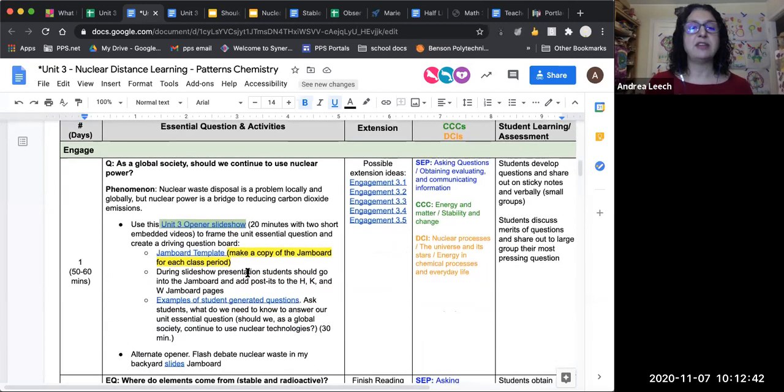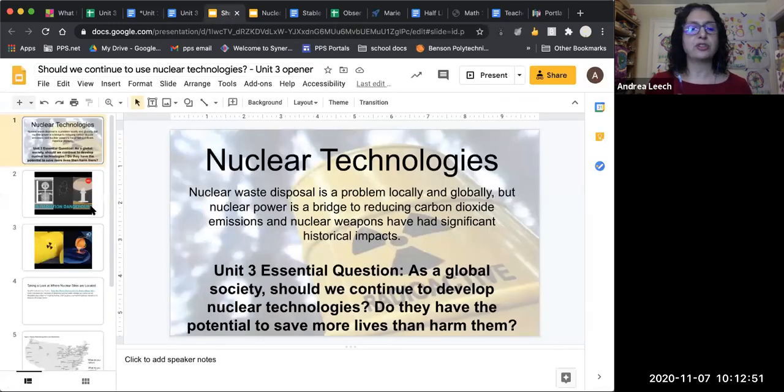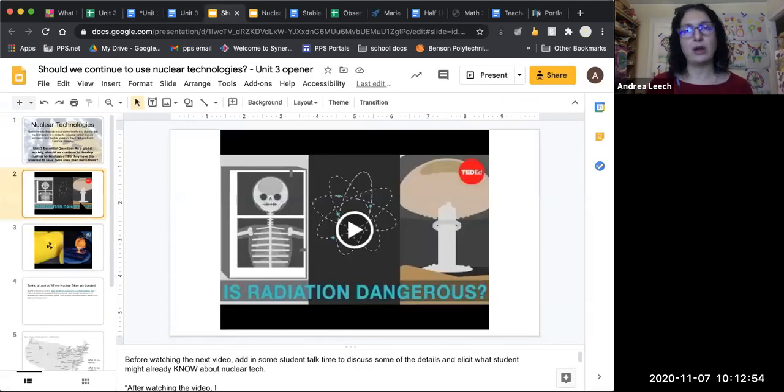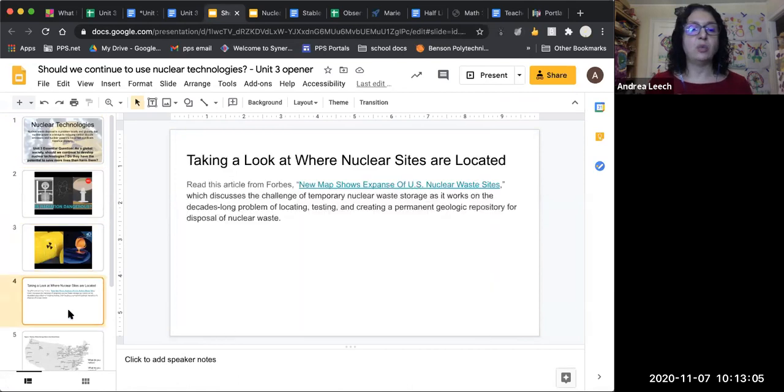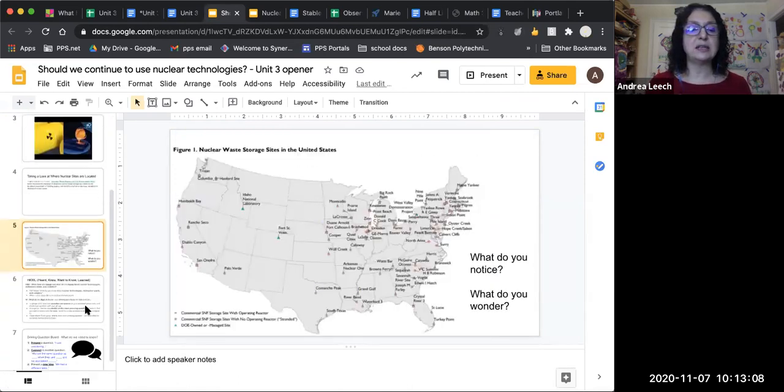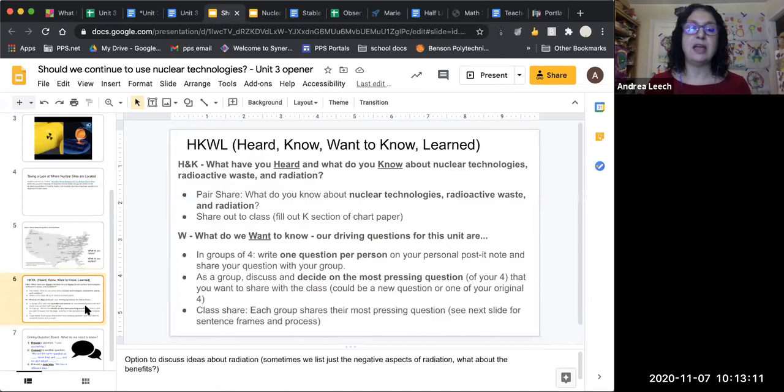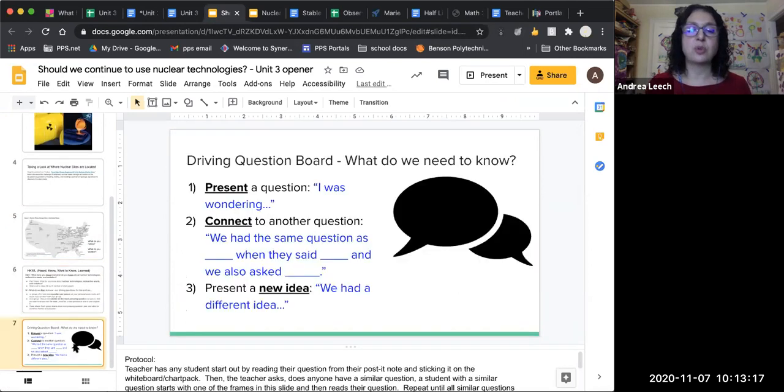So for this first activity, I'm going to show you some of the slides that go through and just describe what that looks like. There are two openers; depending on where your students are at, and you know your students better than I do. There's this one where it talks about different kinds of radiation and where nuclear sites are located. And then you can have them make a KWL board, what I know, what I want to learn, on a Jamboard. And then you use those questions to drive the questions of the unit. So there's that activity that you can do.